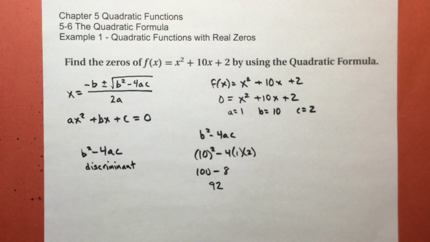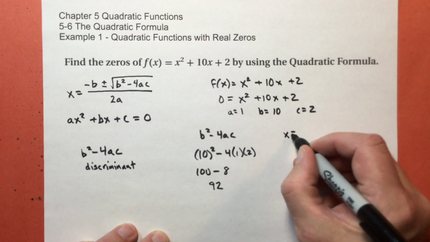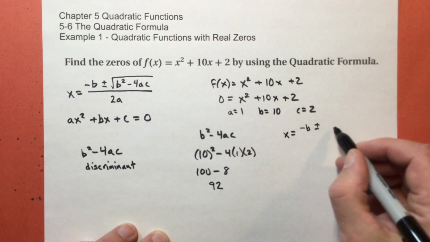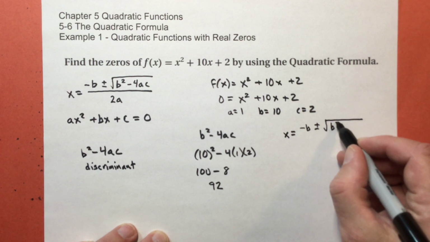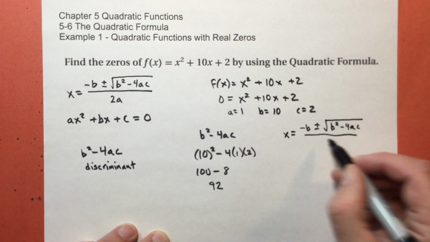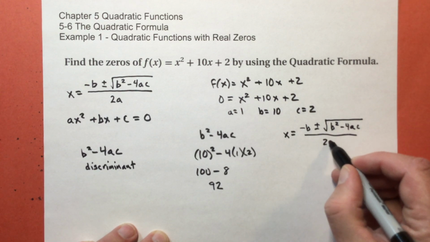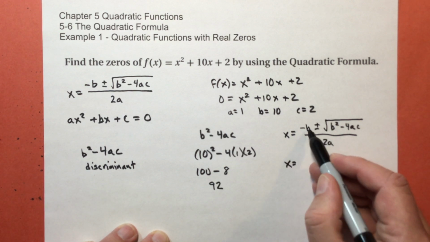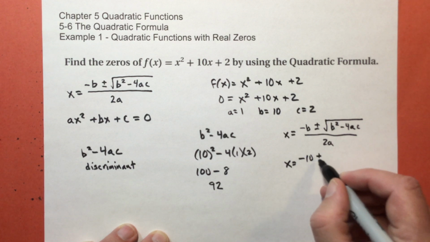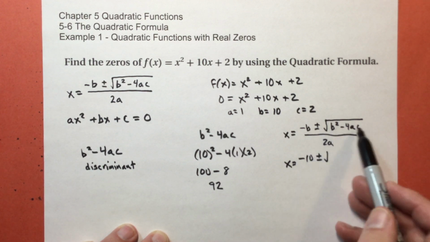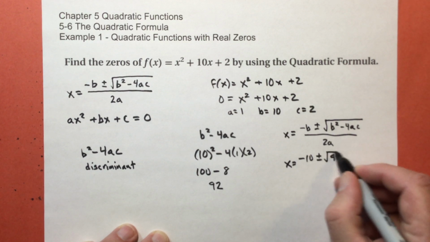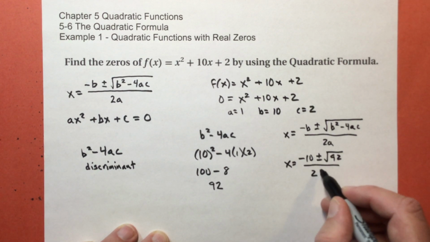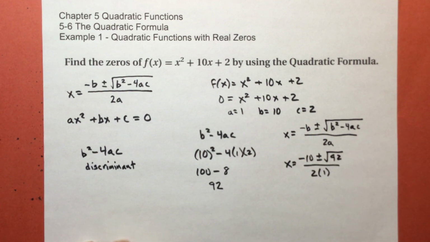Now you're thinking, okay, that's all well and good, but I haven't figured out what x is yet. Well, this is where this kicks in. x equals negative b plus or minus the square root of b squared minus 4ac, divided by 2a. All right, let's start replacing all this with what I know. b is 10, so I get negative 10 plus or minus the square root. All of this is just 92, so I'm just going to write 92. And of course, 2 times a is 2 times 1.